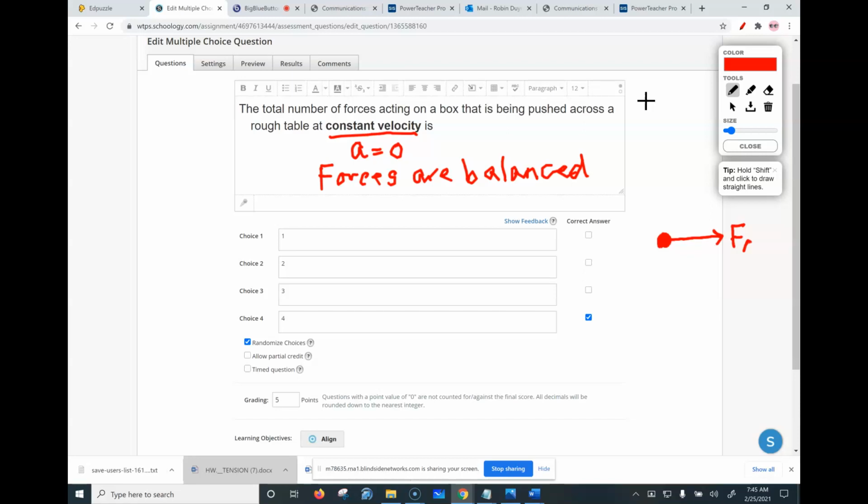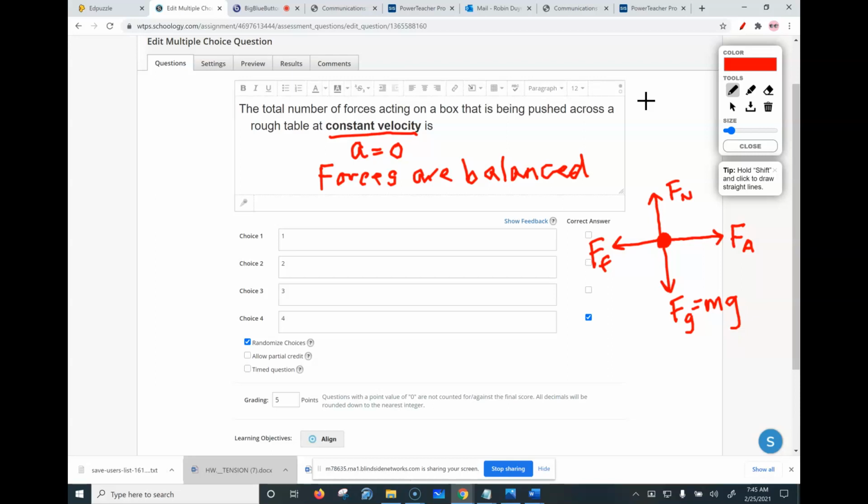So here's this force that's pushing it along. It says it has a frictional force. So that's going to be equal because our acceleration is 0. So here's my frictional force. Then we know that we have the gravitational force, which is mg. And then we have our normal force because it's sitting on a table and that table's pushing back up, causing that normal force. So the number of forces that would be on that would be 4.